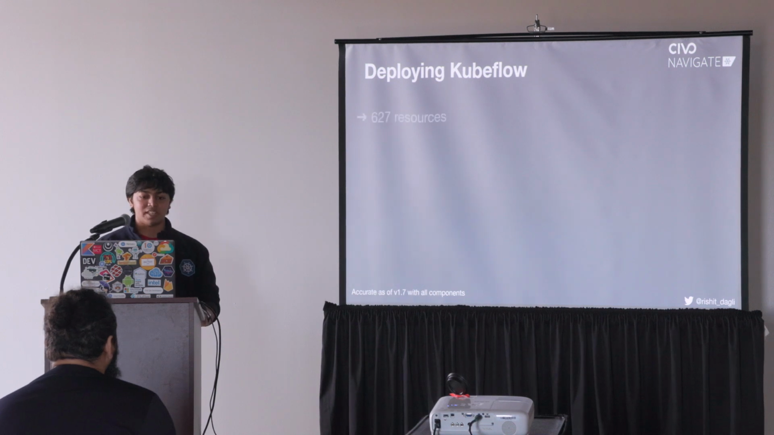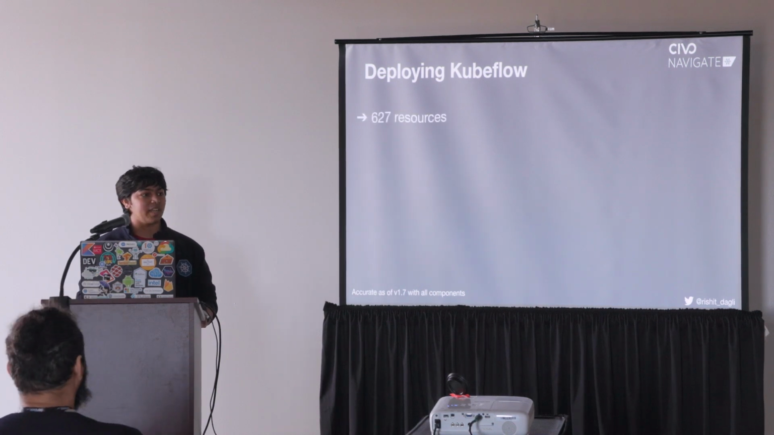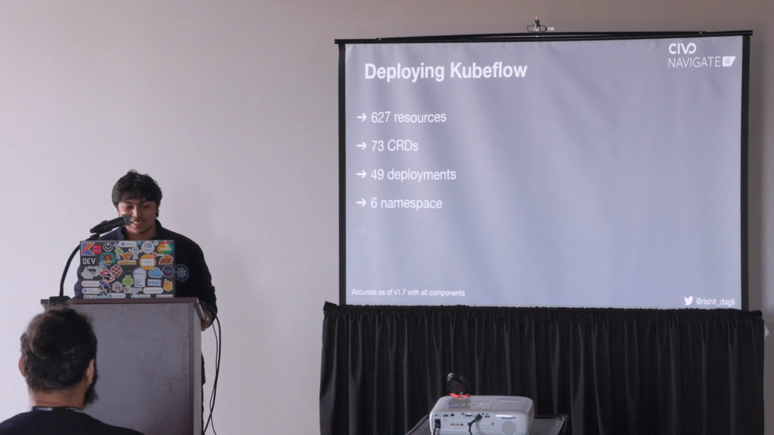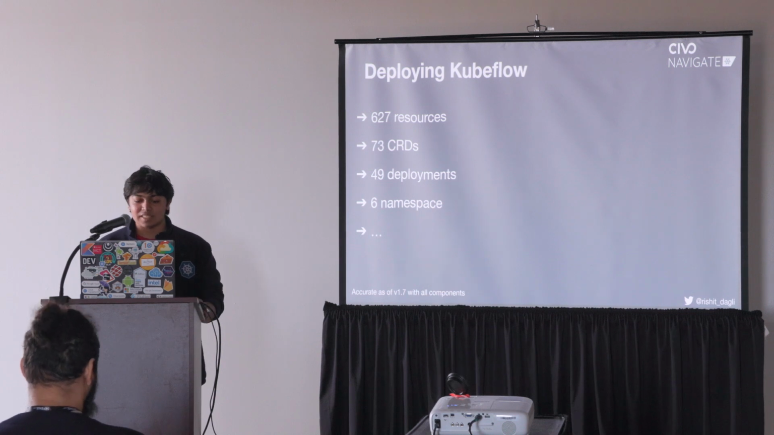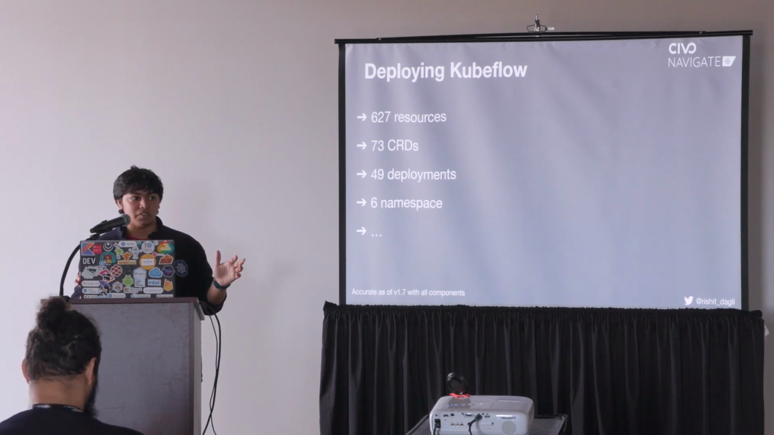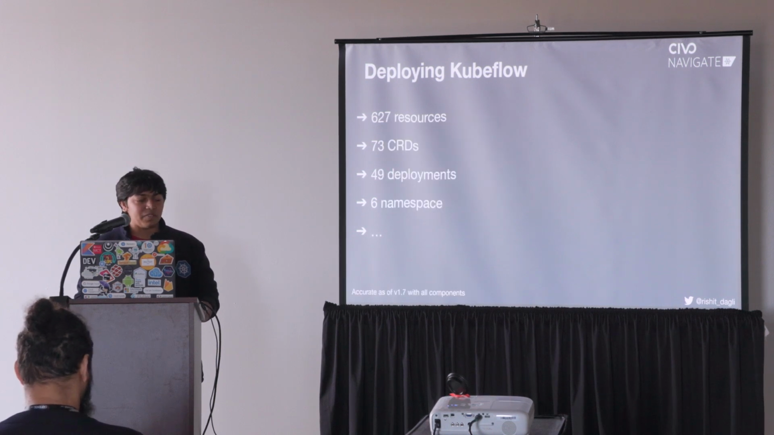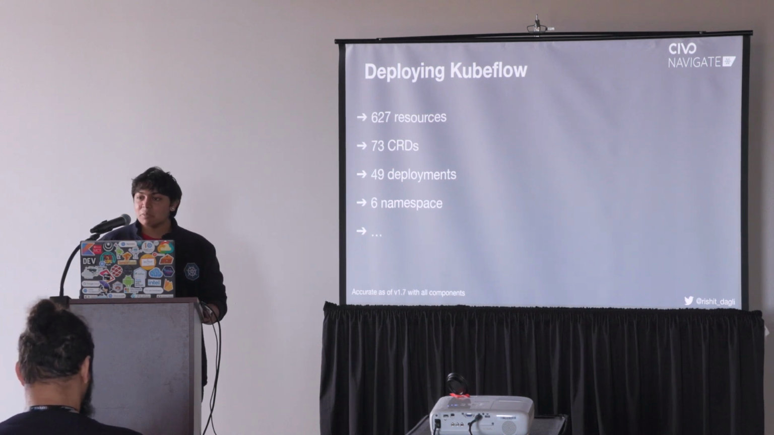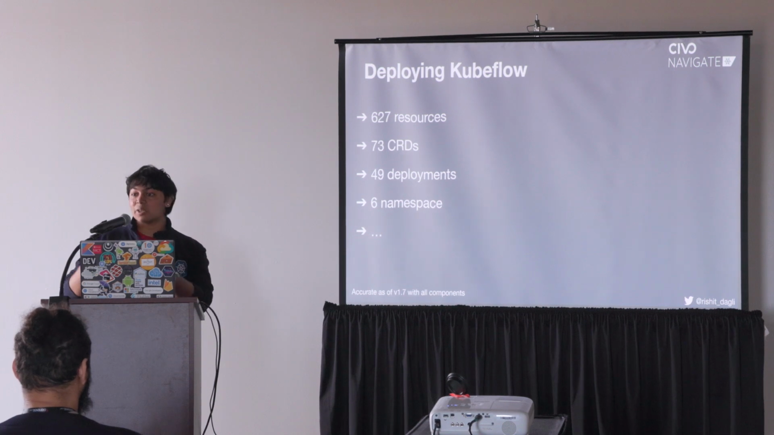It is a big thing because Kubeflow is 627 Kubernetes resources, 73 CRDs, 49 deployments, 6 namespaces, and a lot more. This is accurate as of the latest version of Kubeflow. When you have 627 Kubernetes resources, there are 627 ways to fail. You have to manage all those versions. You have a different Kubernetes version, you have to manage that. You run anything on top of Kubeflow which conflicts with any of those 627 Kubernetes resources, you again face a problem.